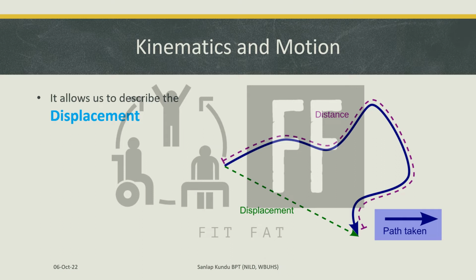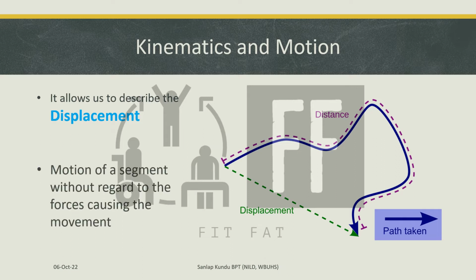So kinematics also describes the motion of a segment without regard to the forces that cause the movement. यानी कि अगर हम समराइज करें तो काइनेमेटिक्स हम लोगों को डिस्प्लेसमेंट के बारे में बताता है, फोर्स के बारे में ये कोई ध्यान नहीं देता है, फोर्स को ये इग्नोर करता है, बस जो डिस्प्लेसमेंट है यानी कि पॉइंट ए टू पॉइंट बी तक जाने का शॉर्टेस्ट डिस्टेंस, ये बस उसी के बारे में बताता है.